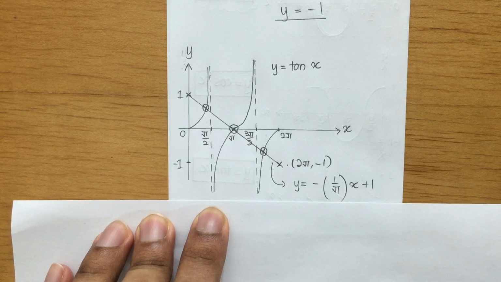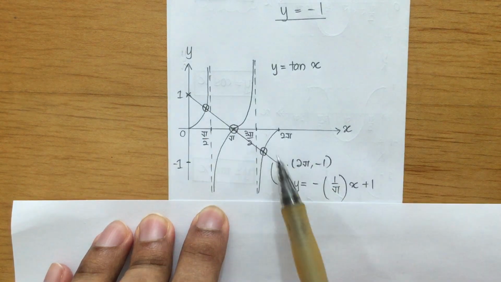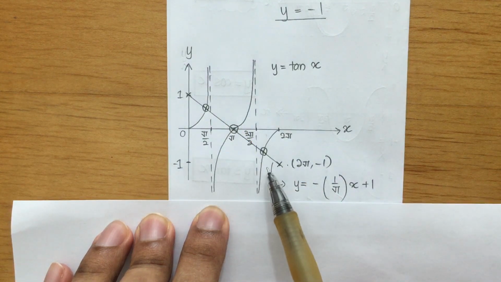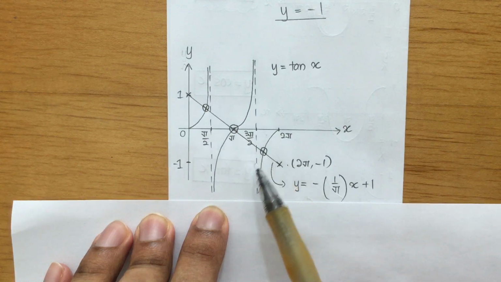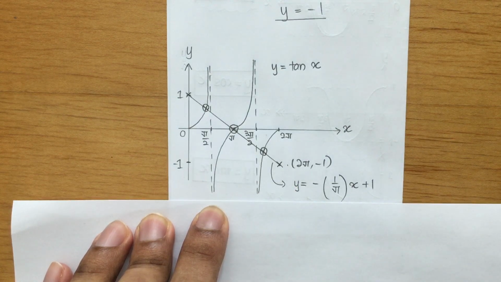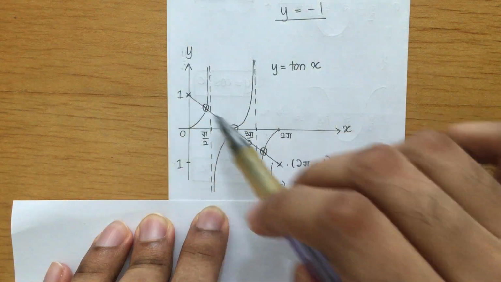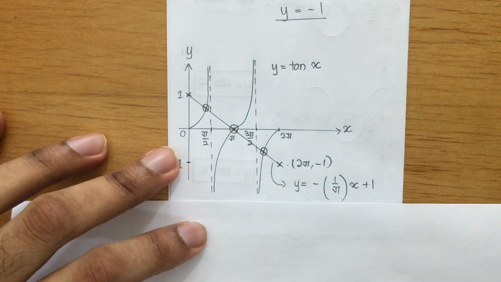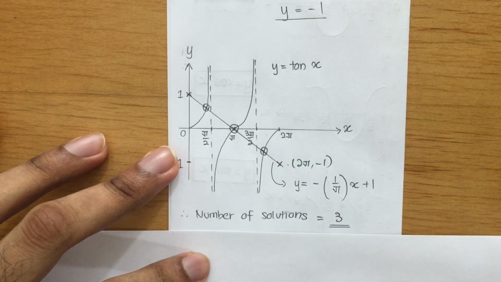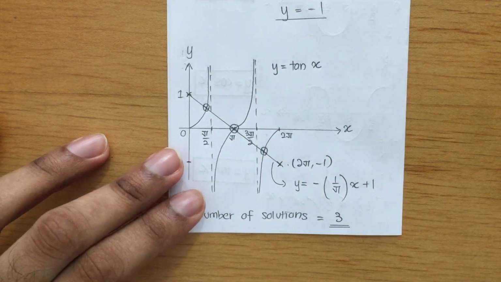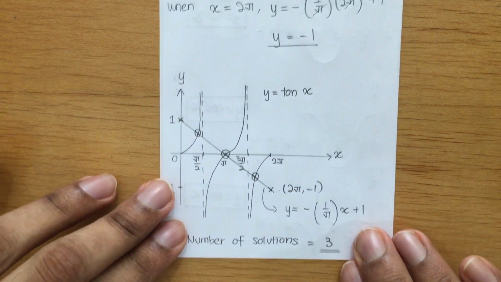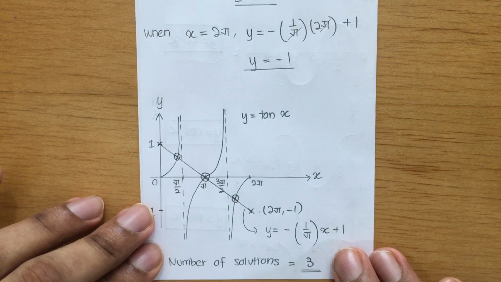Now the question asks us to find the number of solutions. What does the number of solutions actually mean? The number of solutions means the intersection points of the straight line and the trigonometric graph. In this case, you can see 1, 2 and 3 points intersecting between the trigonometric function graph and the straight line graph. Therefore the number of solutions is 3. So this is your final answer. Let me pull this down for your reference.